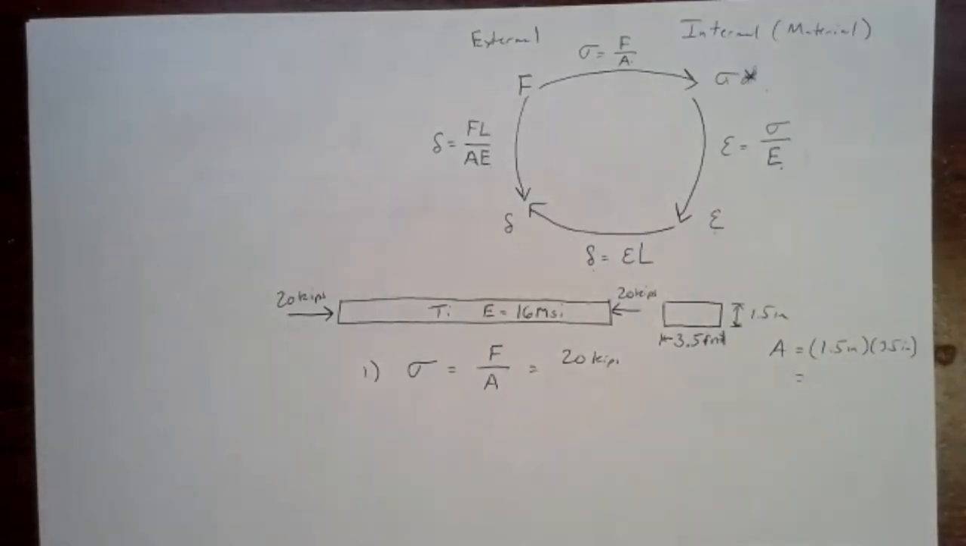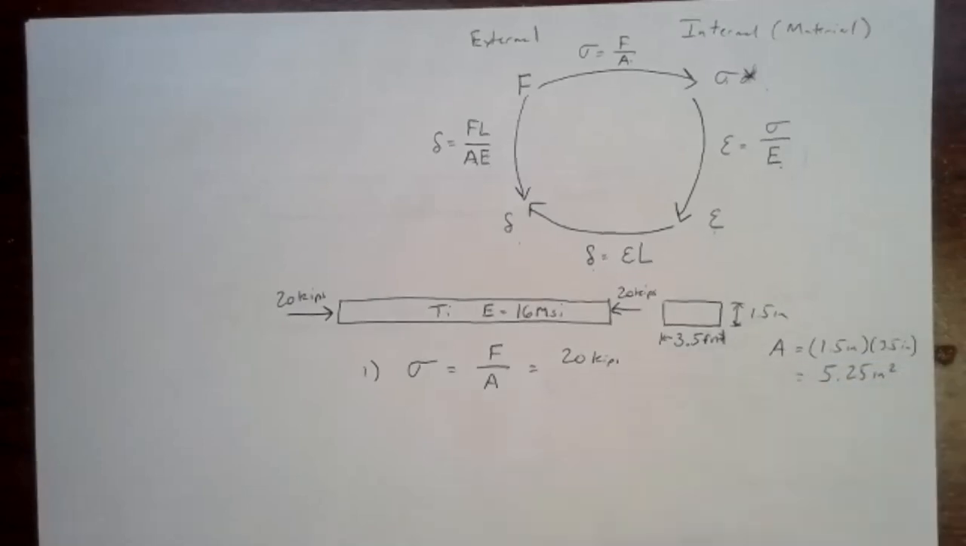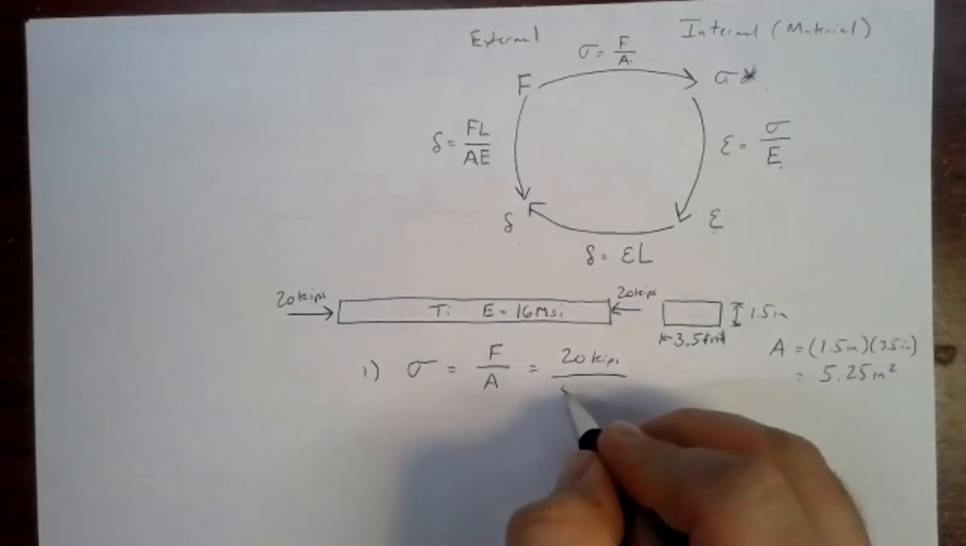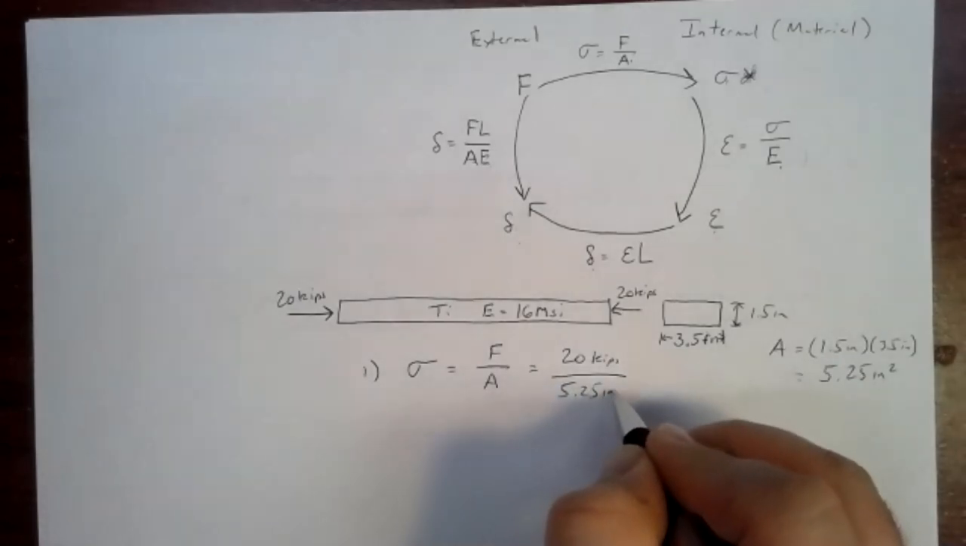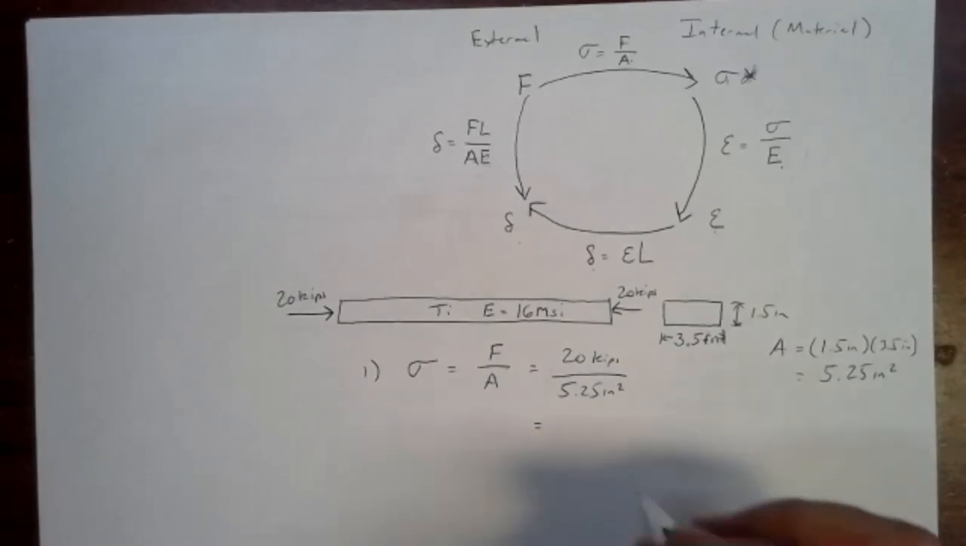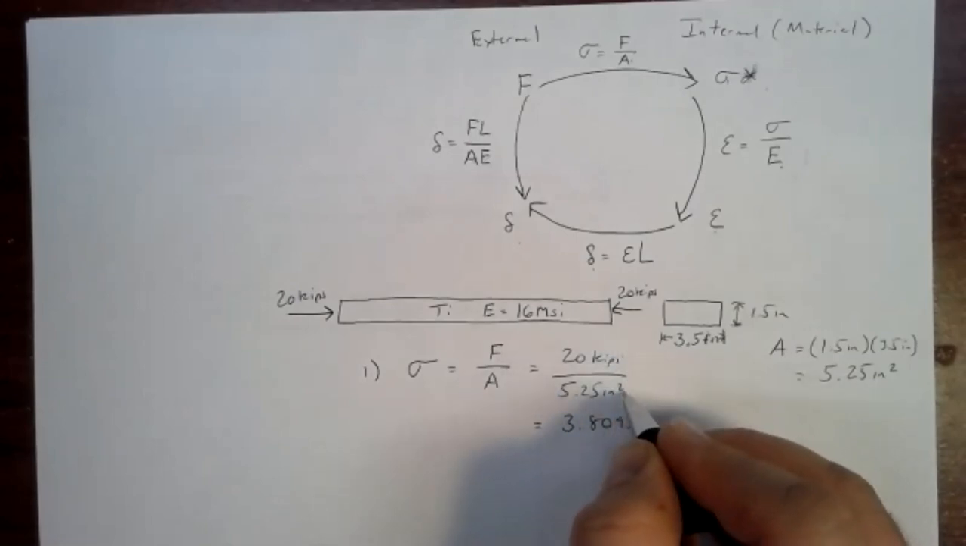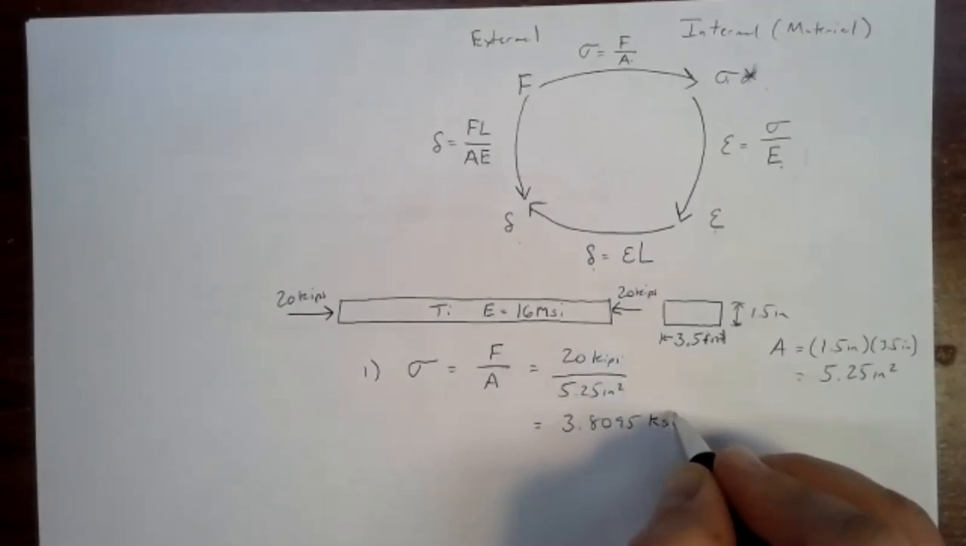And if we multiply that out, we got 1.5 inches times 3.5 inches. That's 5.25 square inches. So that'll give us our stress. 20 divided by 5.25. We have 3.8095 kips per square inch, and that's KSI.